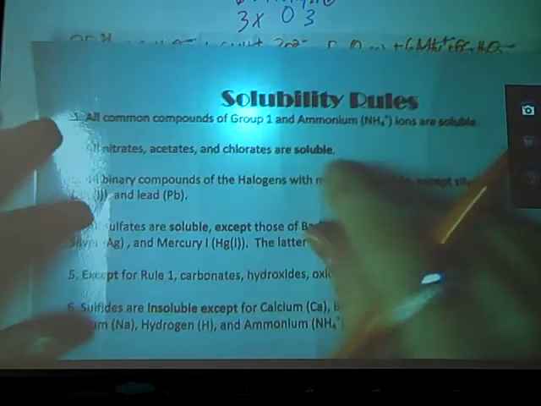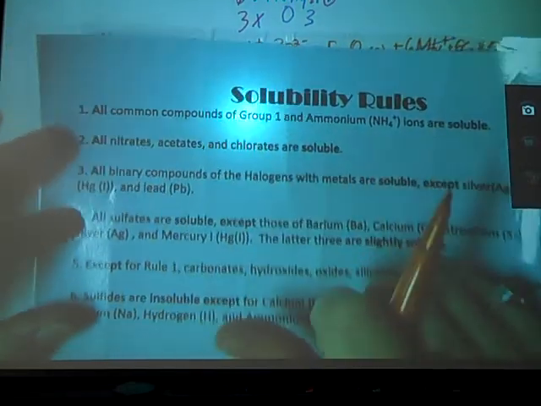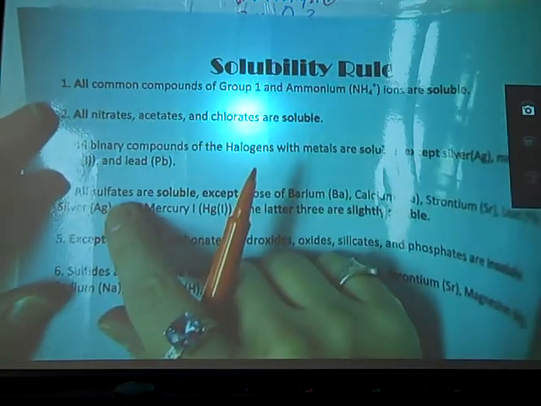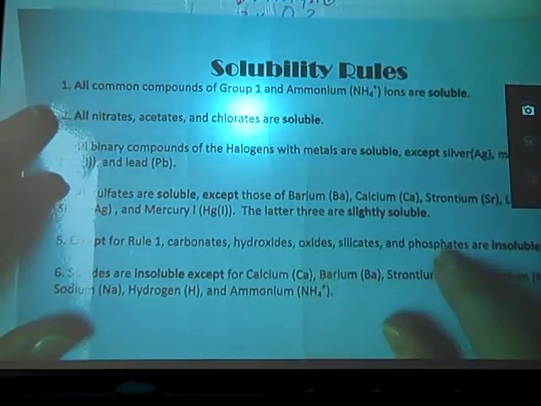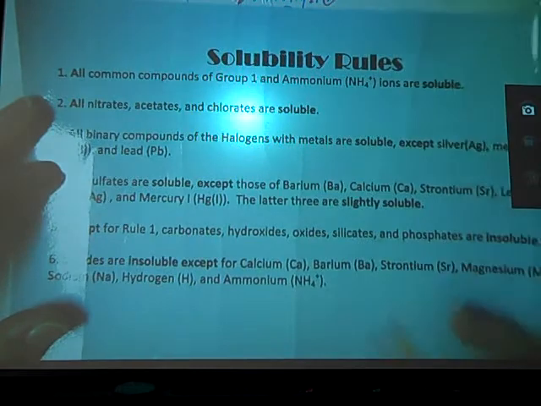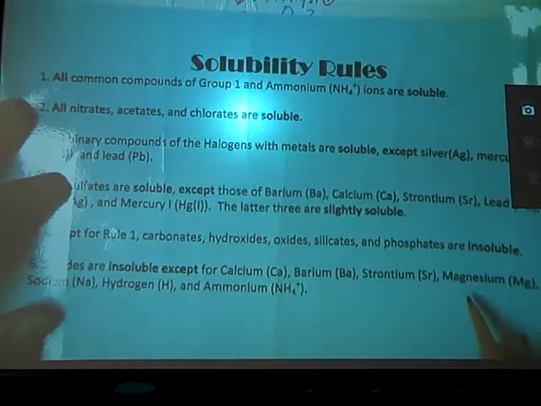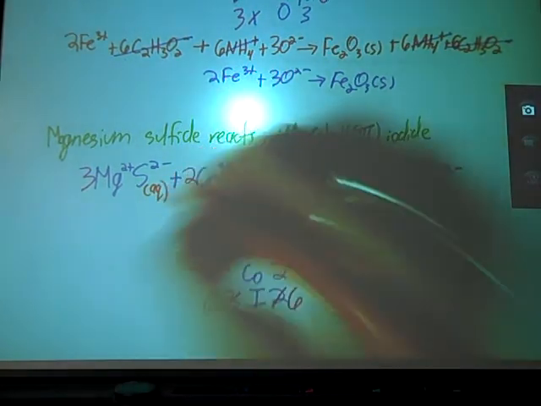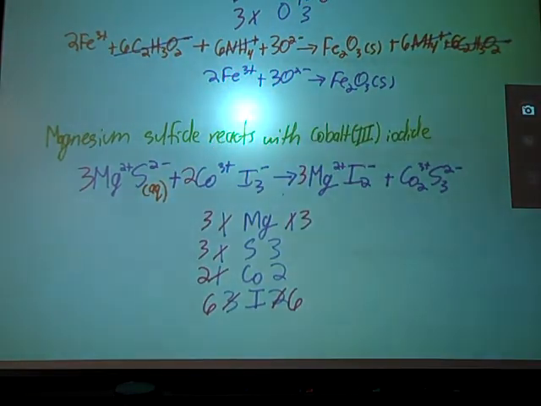Magnesium sulfide, let's see, group 1, ammonium, nope. Nitrate, acetate, chlorate, nope. Metal and a halogen, got the metal but no halogens. No sulfates, none of those bad boys. Sulfide. Sulfides are insoluble, but there's that magnesium. So this is an exception to sulfide's rule. That is, in fact, aqueous.